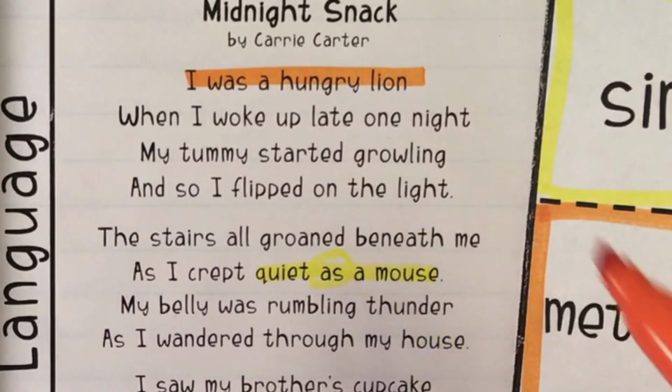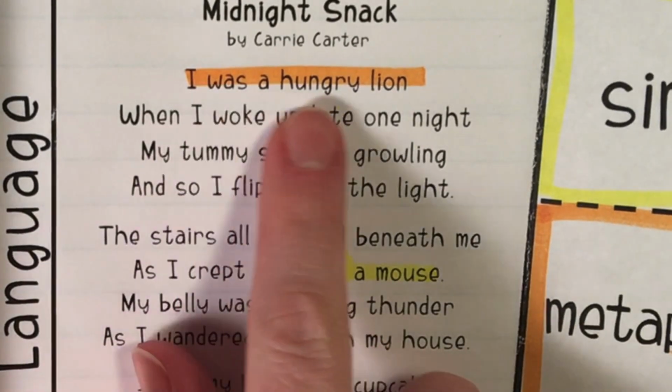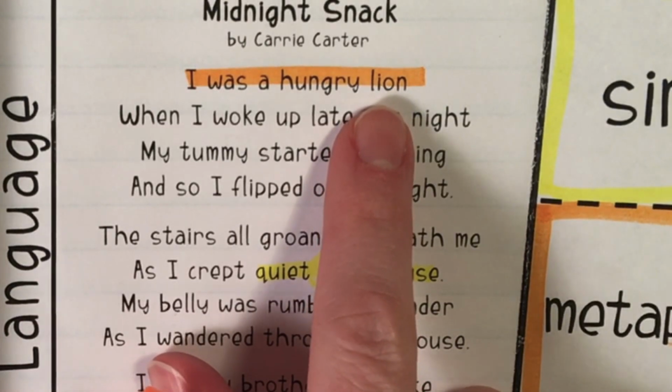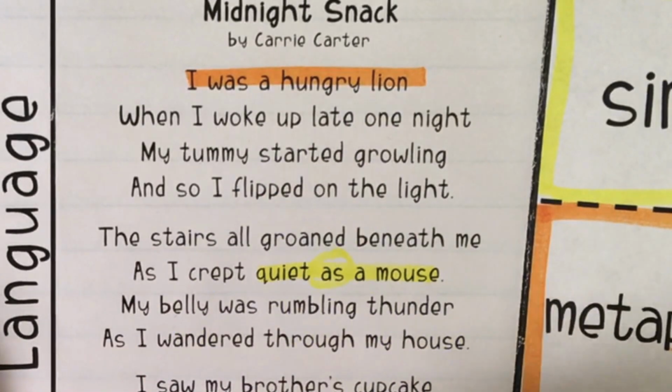I was a hungry lion. I didn't say I was as hungry as a lion. That would be a simile because it would use the word as, and it would be comparing my hunger to a lion. But this isn't. This is going a step further. I'm actually saying I am a hungry lion. And we can actually get a picture in our head of a lion that's hungry and he's out on the prowl. And that's what I'm saying I was doing in this poem. I am hunting for something to eat.